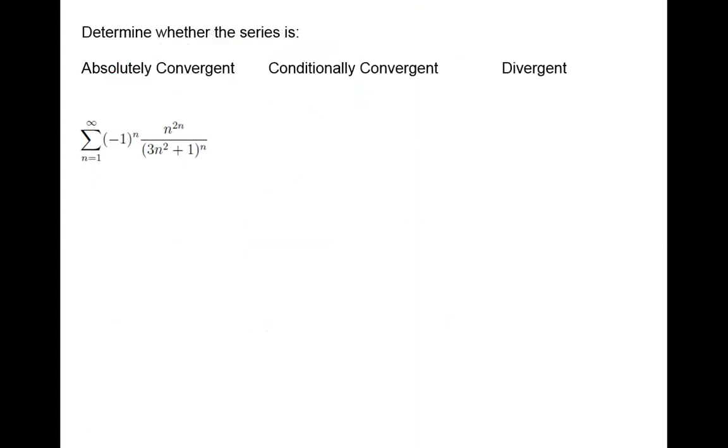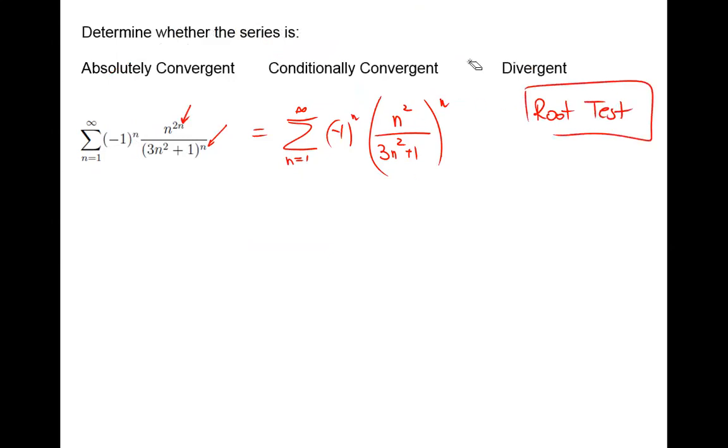Infinite series from 1 to infinity, -1 to the n, n to the power of 2n, all over 3n squared plus 1 to the power of n. What do you think? What test will be good for that formula? You can see this is taken to the power of n, and this is taken to the power of n. The -1 to the n I can ignore because we will take absolute value. That means I can rewrite n squared over 3n squared plus 1, with everything taken to the power of n. 2 times n will be 2n, and this will be taken to the power of n. We remember, if the entire formula is taken to the power of n, then the root test is good, because of that.